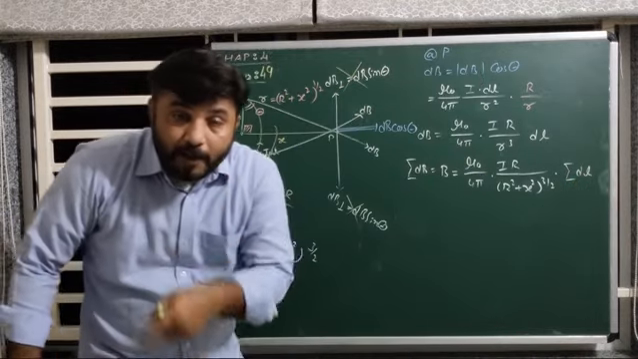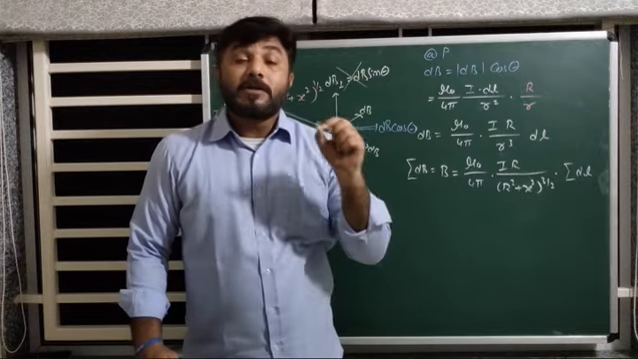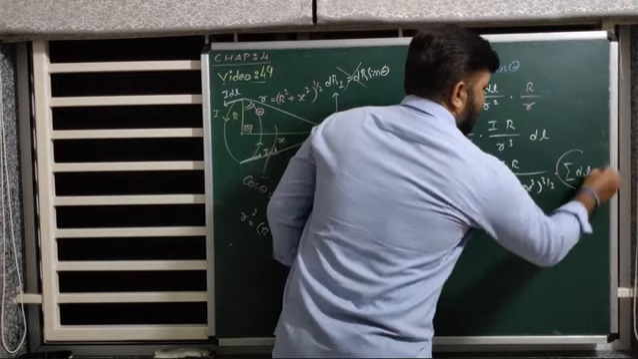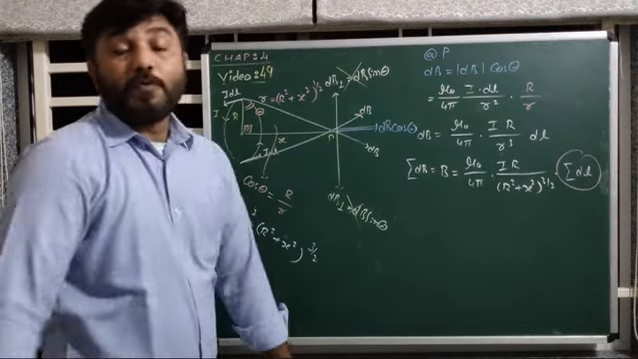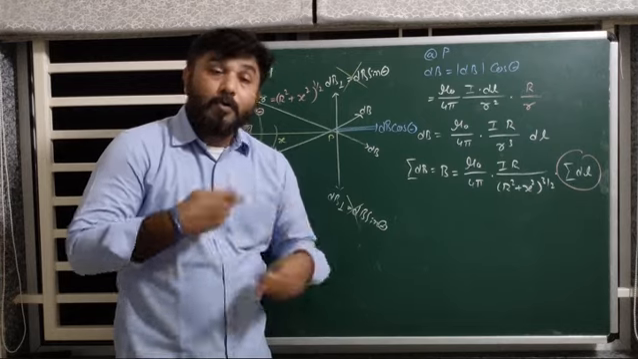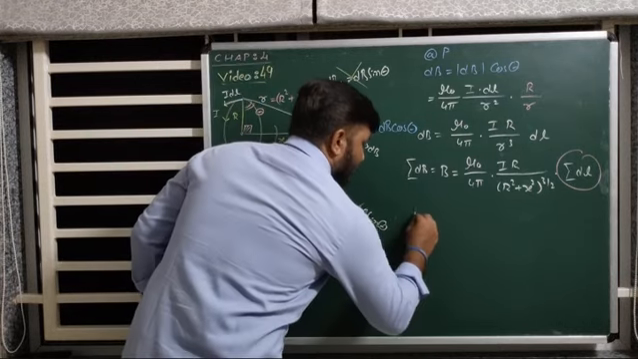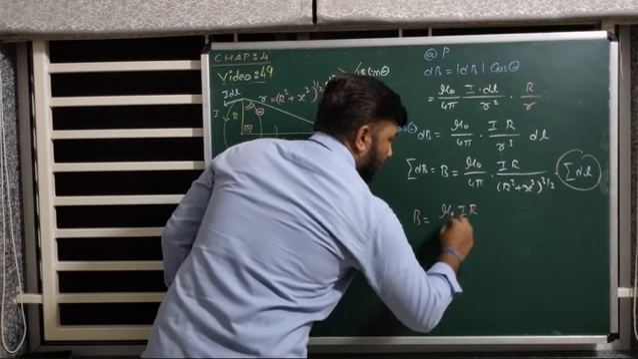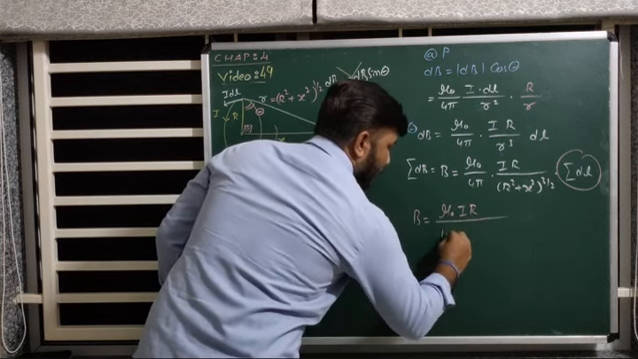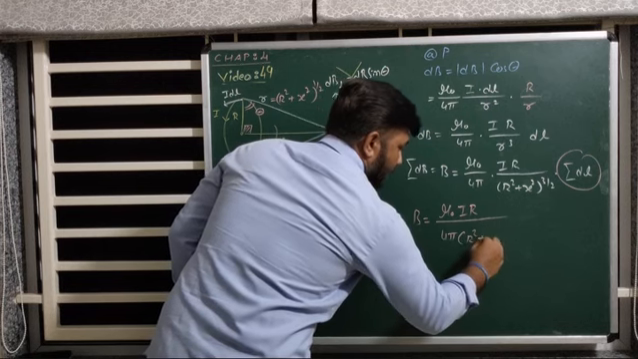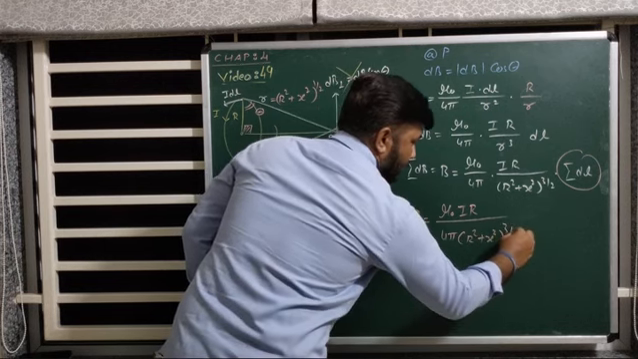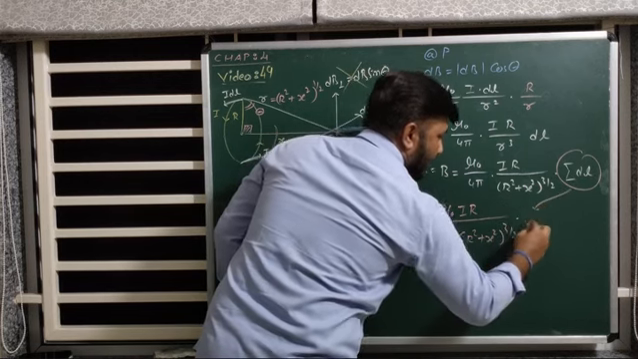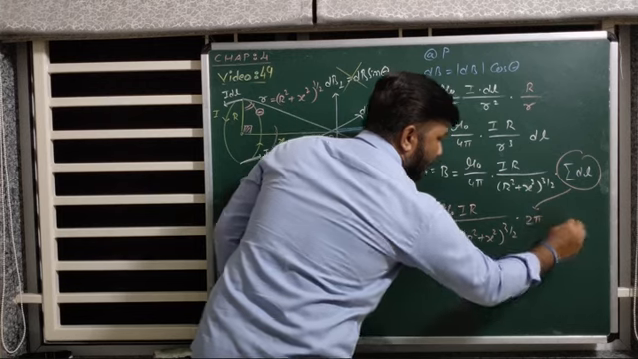So all small elements combine to give a circular loop. So instead of this, what you have to put? You have to put the circumference of that circular loop. So we are getting the final equation: B is equal to mu 0 I R upon 4 pi (R square plus X square) raised to 3 by 2, multiplied by, what is this? It is the circumference of that circular loop, that is 2 pi.